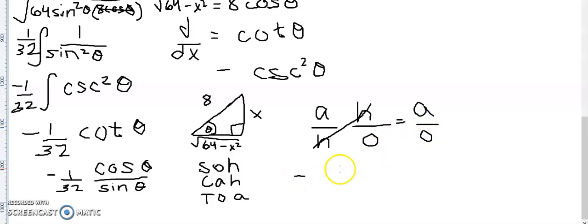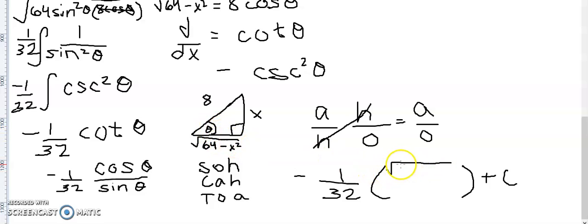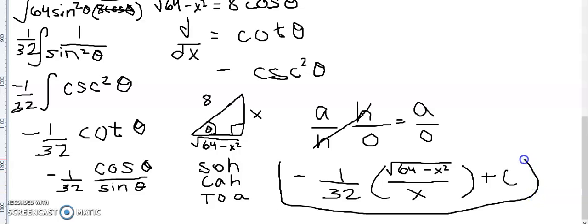So now our answer is going to be -1 over 32 times, now let's look at this. What's the side adjacent to theta? It is the square root of 64 minus x squared, over the opposite of theta, which would be x. And this will be your answer. You can check your answer by taking the derivative. I won't show that here, but it will help you verify that your answer is correct.